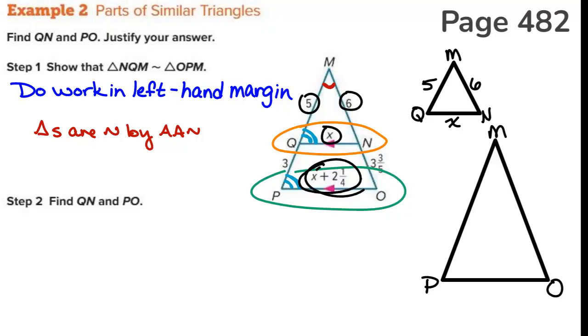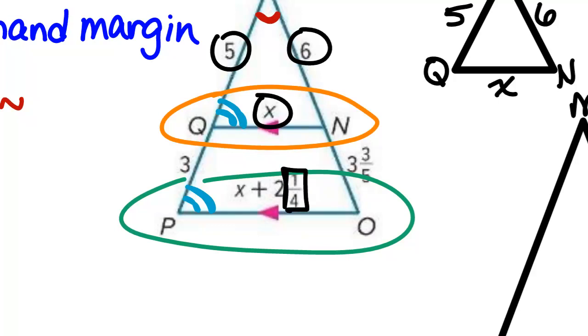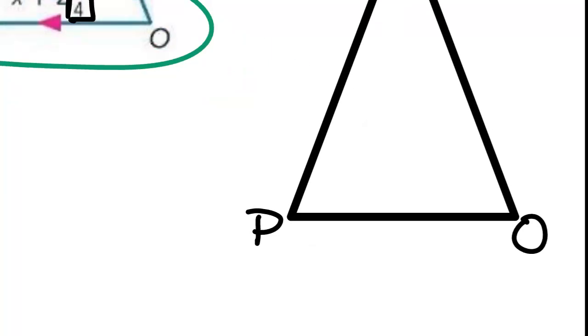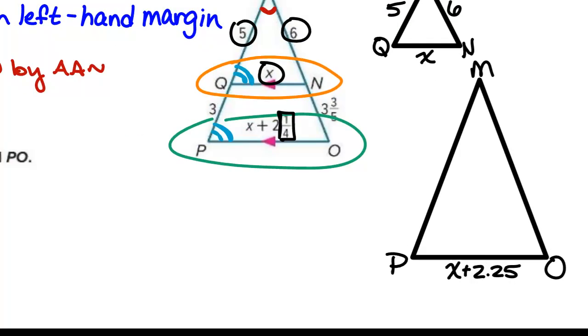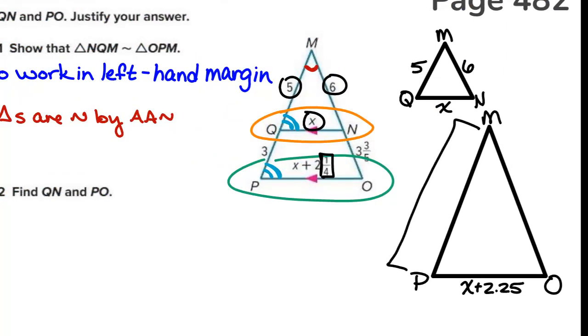Down at the bottom, it says X plus 2 1/4. What is 1/4 as a decimal? 0.25. So the bottom I'm going to rewrite as X plus 2.25. How big would side MP be? 8. We've got the 3 and the 5 together, so this would be 8. I could do this side over here, but I don't necessarily need it. I need 2 pairs of corresponding sides if I'm going to set up a proportion to be able to find X.